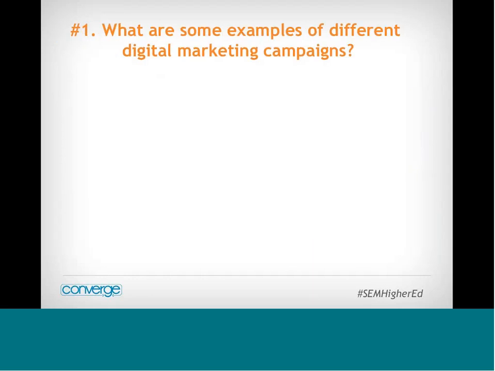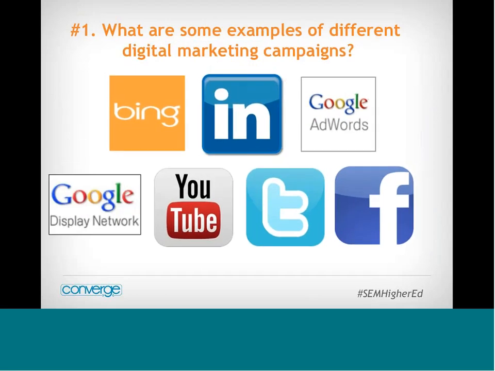So let's get into the questions. Question 1, what are some different examples of digital marketing campaigns? You guys are all probably familiar with these. Google being the most popular, many schools typically start off with this and then move into other advertising channels. Google Display is a huge network, capturing about 90% of the internet traffic. Bing, a huge search network as well. Still very popular, and we've seen a lot of conversions from that.